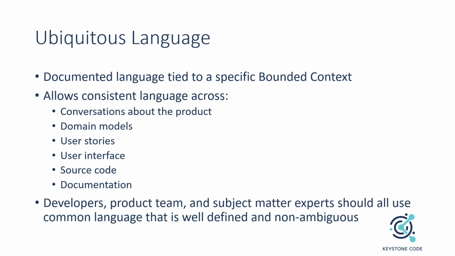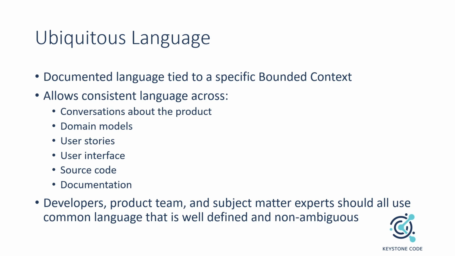So, next topic, ubiquitous language. Despite being just a fun, fancy word to say, it's actually a very critical thing that I think is often missing from the development process of a lot of applications. It's a documented language that is tied to a specific bounded context. So it's almost like a dictionary, where you are going to have terms that you define and you agree upon with the business, and it's tied to the bounded context.